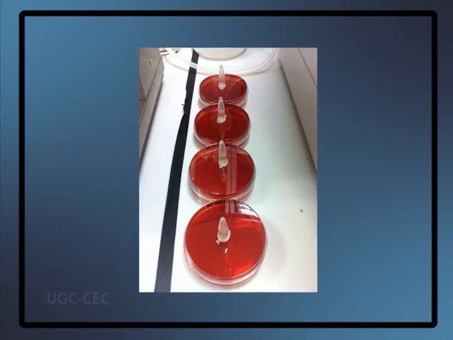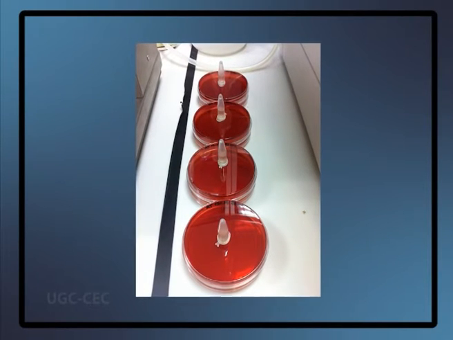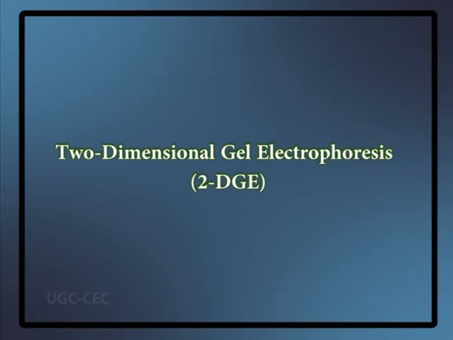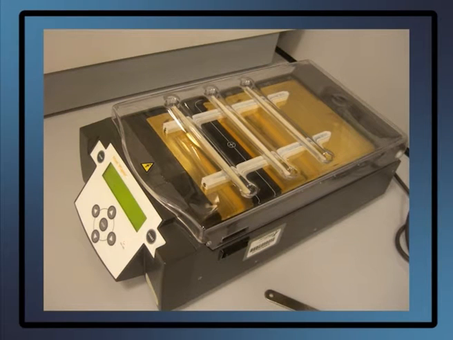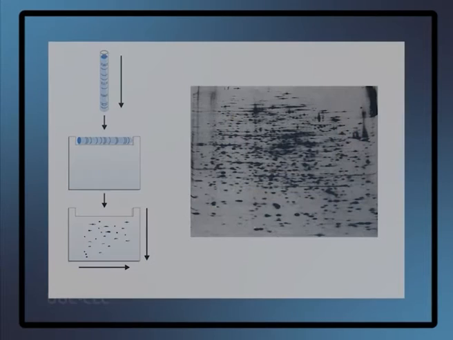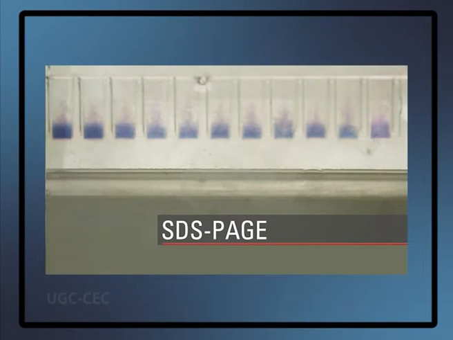This method gives good separation with a high resolution compared to any other method. Two-dimensional gel electrophoresis, 2DGE. The aim of two-dimensional electrophoresis is to separate and display proteins from a mixture. The first dimension of 2DE is isoelectric focusing, where the proteins will be separated based on their pI, and the second dimension is SDS-PAGE, where they will be separated based on their molecular weight.